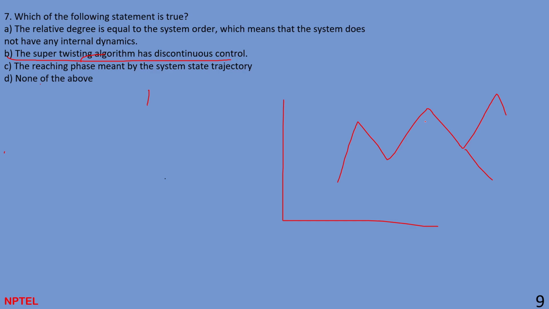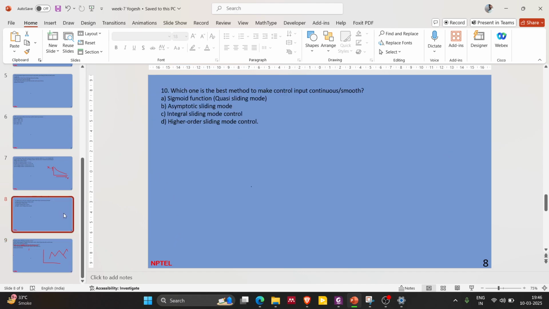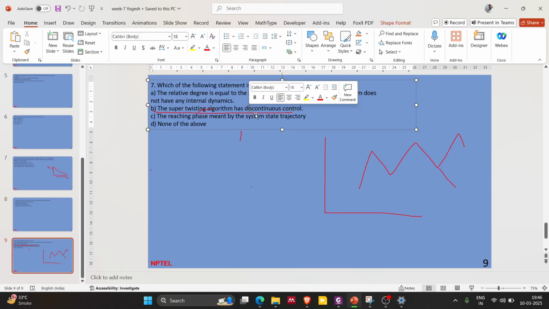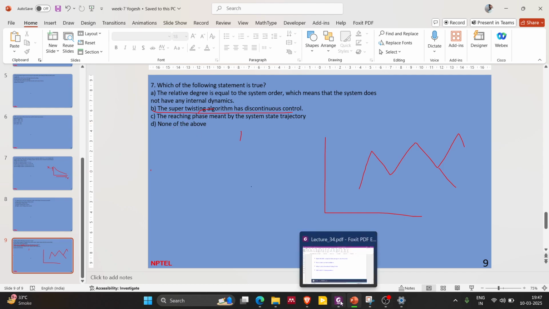But in my previous question, I told you that if you use something like a sliding mode controller with higher order sliding mode, you can run it continuously. You don't have to face discontinuous control. And coming to option C, the reaching phase meant by the system state trajectory. I think this option C I haven't framed correctly, so this is an incorrect statement here.